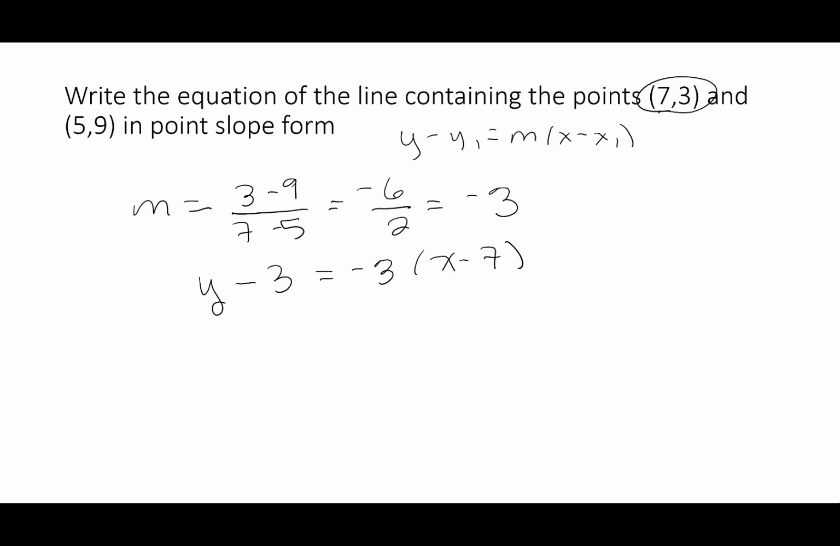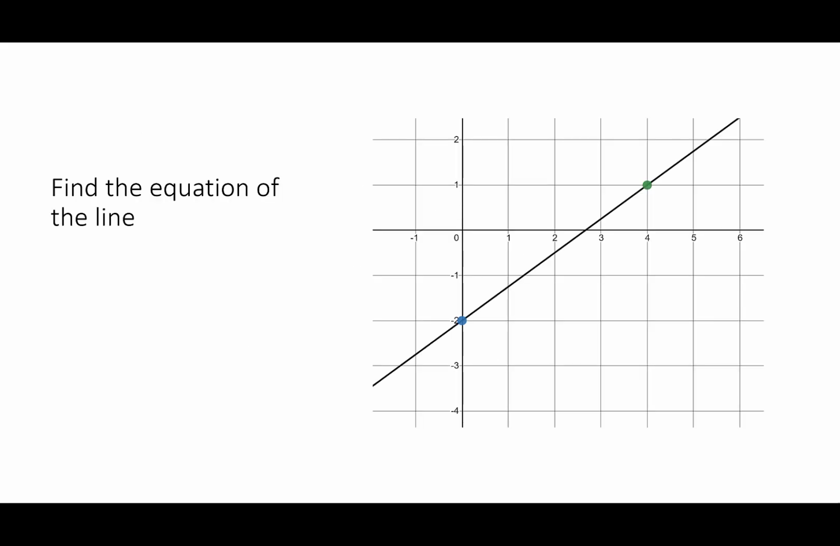It doesn't say you have to do slope-intercept. If you wanted to do slope-intercept, you could keep going. You would say y minus 3 is negative 3x plus 21. So y would be negative 3x, when I bring the 3 over, plus 24. So now we're going to write some equations from the actual line.